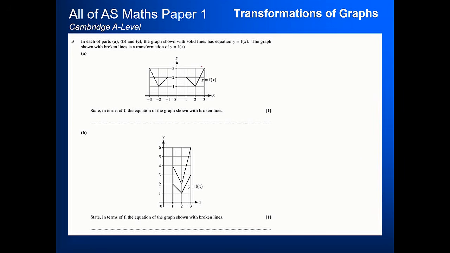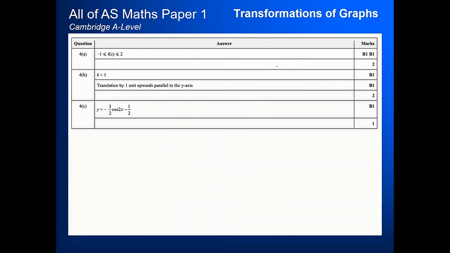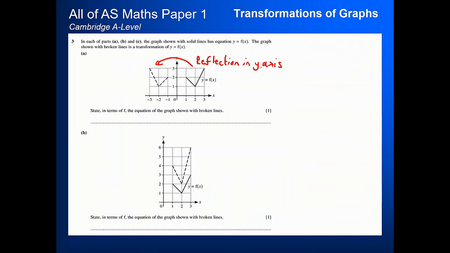and the graph shown with broken lines, so this over here, is a transformation. So we want to go from here to here, and then we need to write, in terms of f, the equation of the graph shown with broken lines. So the first thing to do here is recognize the transformation. Notice we have a reflection here, but different to our previous question, it's in the y-axis. So remember, when it was a reflection in the x-axis, it was minus f of x. If it's a reflection in the y-axis, then it's equal to f of minus x. So where the minus goes is very, very important.